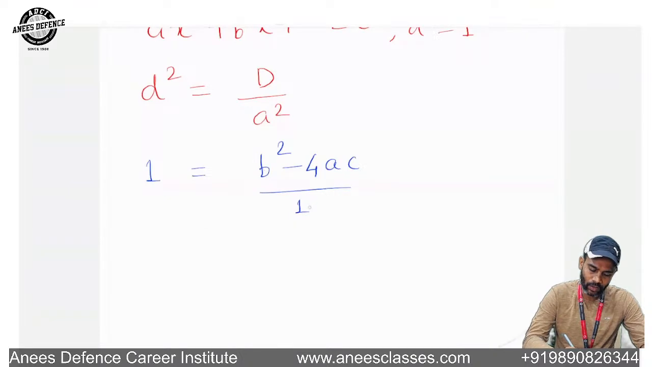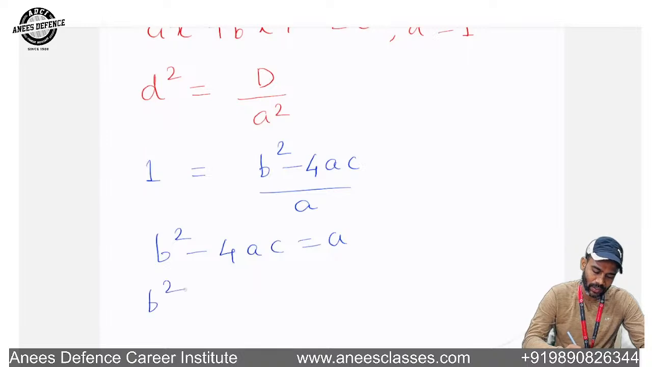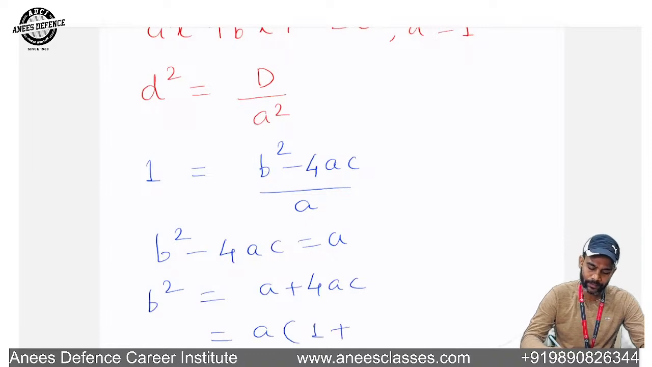Or a was not 1, sorry. So a was a only. So I can write a here. So I'll get b square minus 4ac is equal to a. I can write b square is equal to a plus 4ac. I can take a common. You'll get 1 plus 4c. Yes or no? That is b square. That is what we have got.